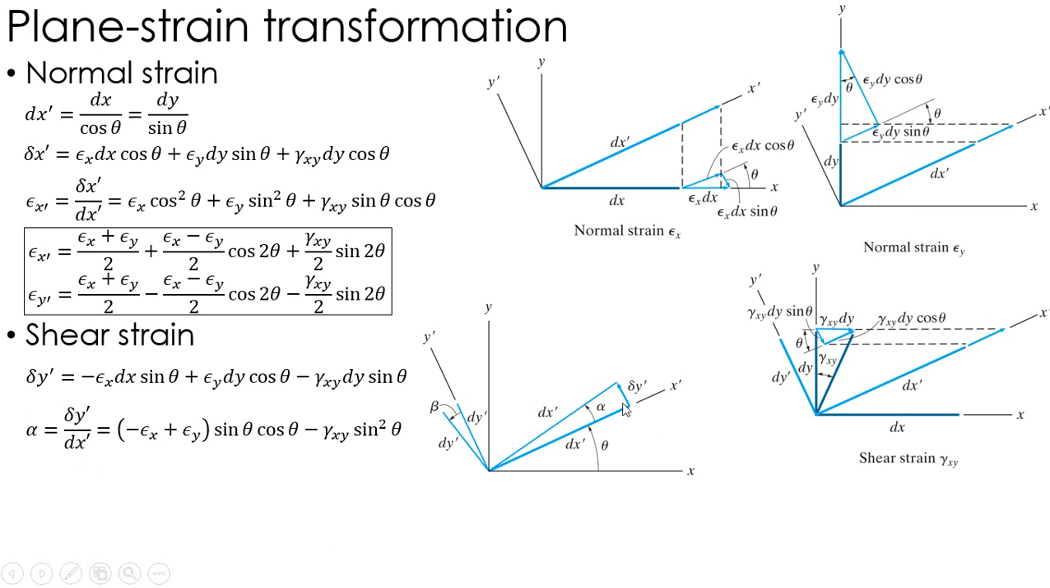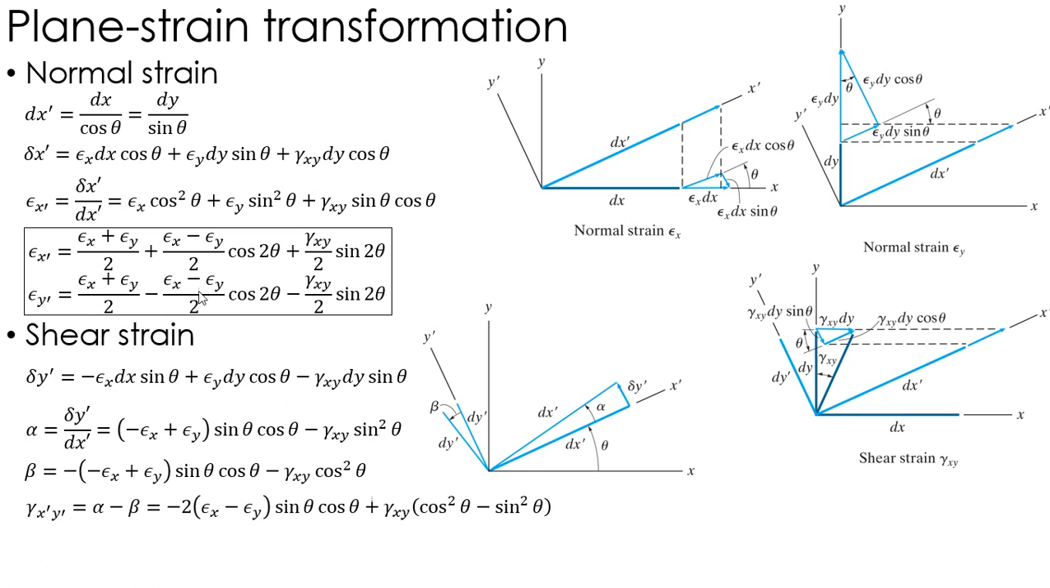Therefore, my alpha is essentially that delta y divided by delta x. That gives me the angle alpha that I'm looking for. So taking this delta y and dividing it by what I know delta dx prime to be, I get an equation just like this. I can do something similar for the beta, which is over here on the dy. I won't go through that, but I get something similar. Some of my signs change, and I get a negative sign over here.